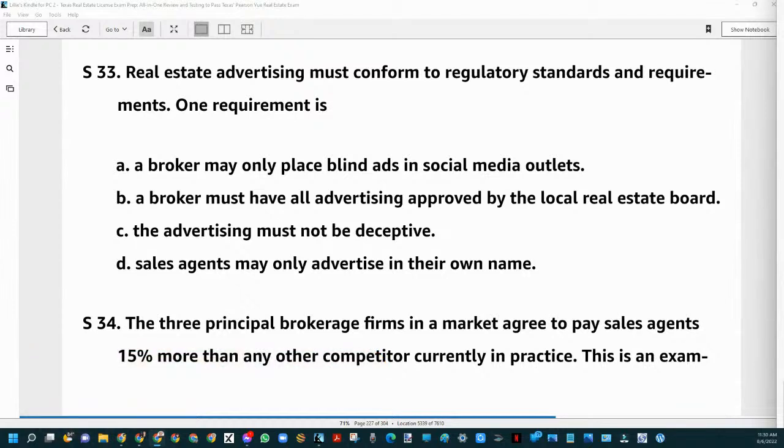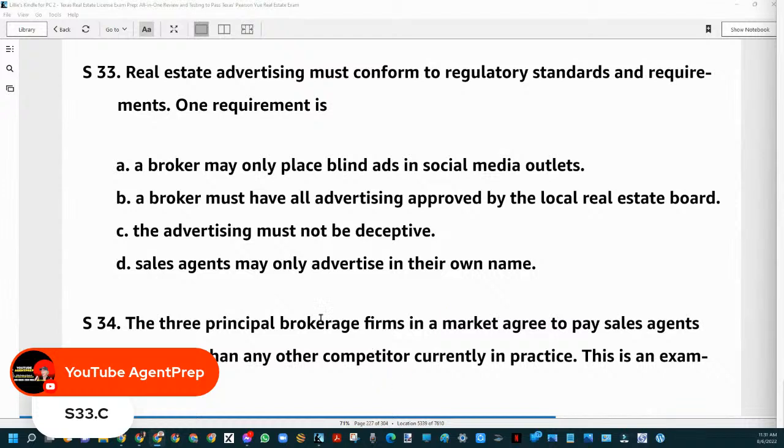So what is the answer here? So one of the requirements, a major requirement, yes, that's correct. C, the advertisement must not be deceptive. Very good. Awesome, awesome, awesome. Number 34.